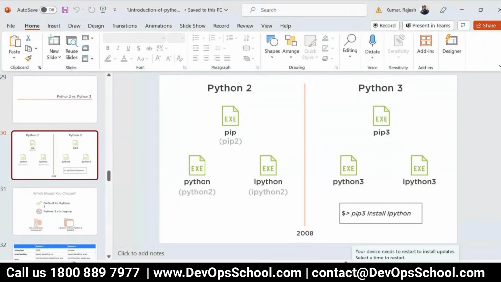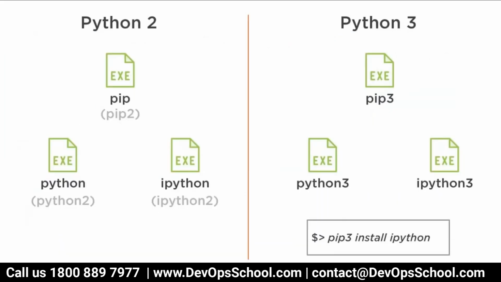Yes. Okay. So in Python 2, we have pip. In Python 3, we have pip3. But because you are installing only Python 3, you can create an alias of pip3 to pip. That way you can use it.